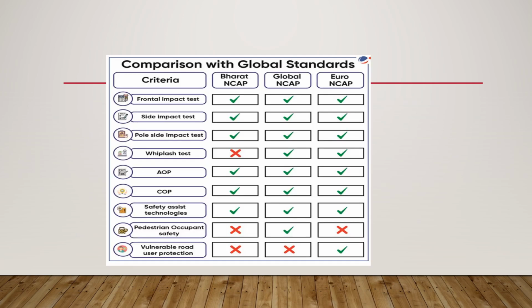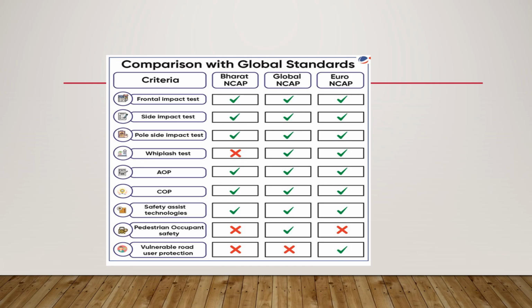Then what are the comparisons with global standards? Here we have Bharat NCAP, then we have Global NCAP, then we have Euro NCAP. Frontal impact test is done in all three. Then we have side impact test. Then we have pole side impact test. Whiplash test is not found in Bharat NCAP but in Global and Euro. Then we have AOP for adult, then we have COP for child. Then we have safety assist technology. It is done in everyone.